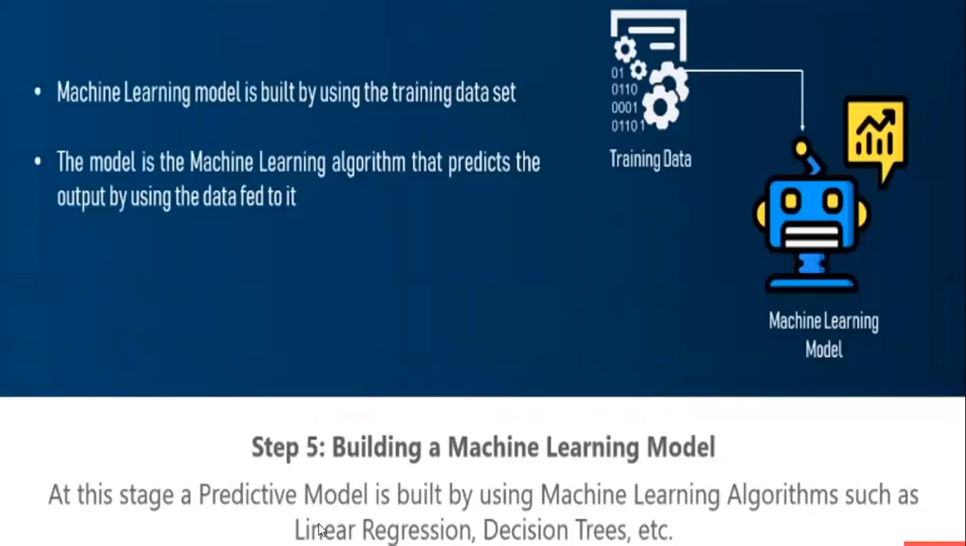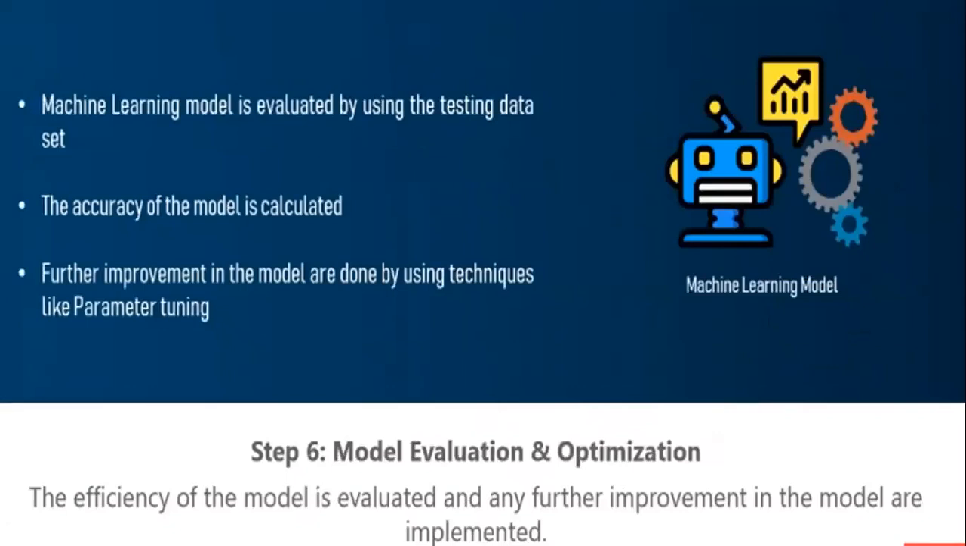The fifth step is building the model. I was telling you that in machine learning they divide the data into two forms: training and testing. Training data is used for building the model, and it is mostly 70% to 80% of the sample. For model evaluation, they use test data, which is 20 to 30% of the sample.